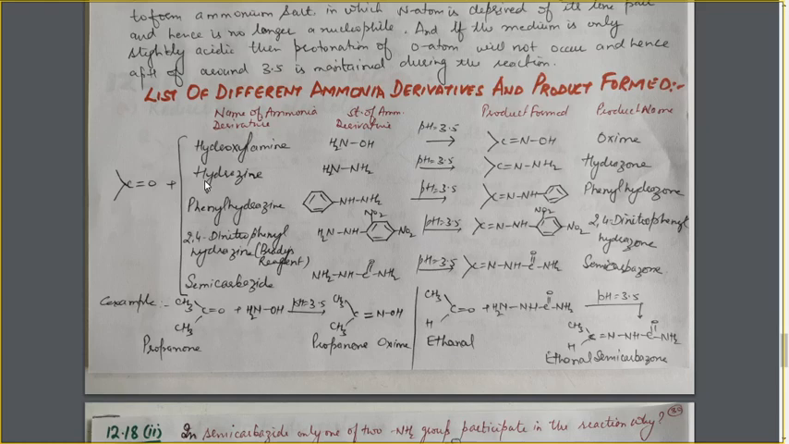The next ammonia derivative is hydrazine, that is NH2 attached with NH2. The reaction will be the loss of oxygen and hydrogen as a water molecule, and the double bond is formed. The product is hydrazone. Next is phenylhydrazine. On this hydrazine, we have put a phenyl group. In the reaction, O will be lost with this H2 as H2O, and the product formed is phenylhydrazone.